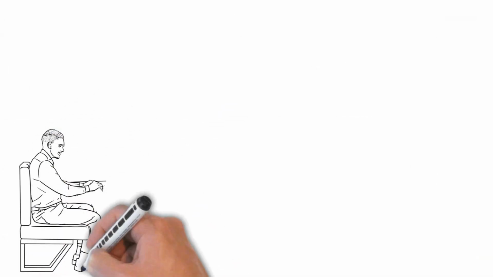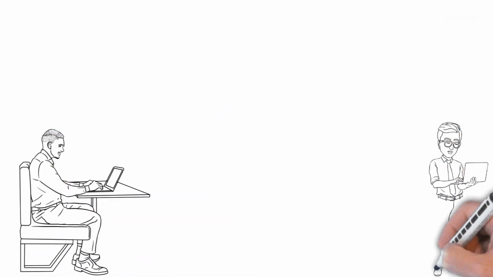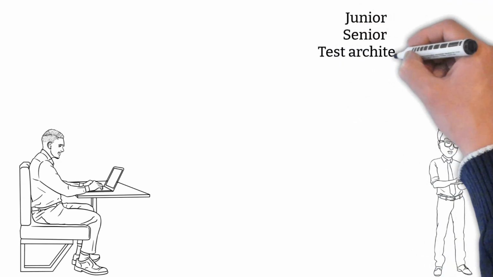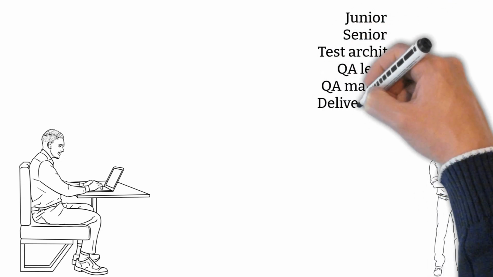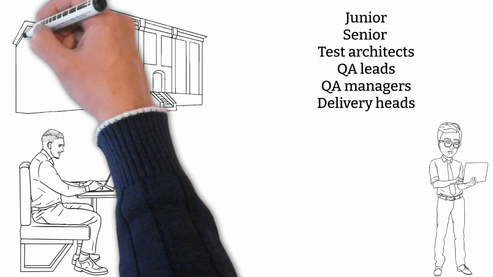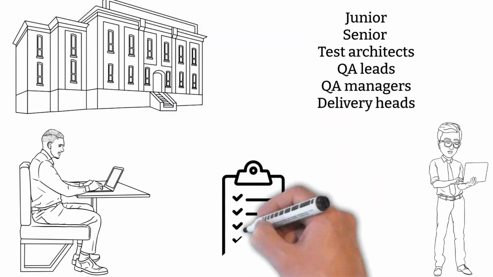Software testers are categorized based on their knowledge and experience level as either junior, senior, test architects, QA leads, QA managers, or delivery heads. It is up to you as a company to choose the QA testers that suit your preferences.